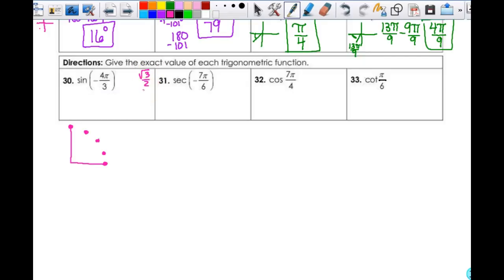You have to decide which quadrant you're in and whether or not sine is positive or negative in that quadrant. Because remember, we have all students take calculus. So negative 4 pi thirds, right? I'm here. This is negative 3 pi thirds, so negative 4 pi thirds puts you in the second quadrant. Second quadrant, sine is positive, so my answer is square root of 3 over 2.